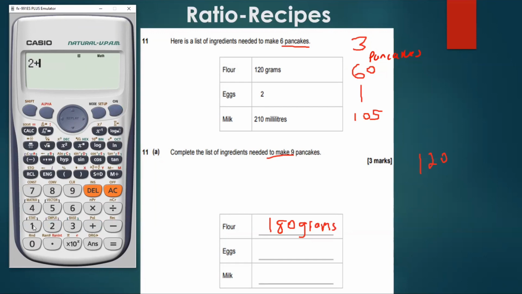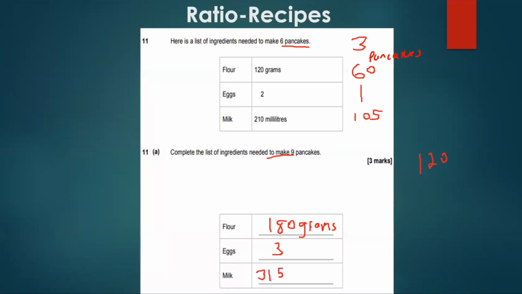Obviously, checking that on the calculator, we're going to get the answer of 3. So we're going to have 3 eggs. And then lastly, for milk, we're going to have 210 plus 105, guys, which should give us 315 milliliters. So make sure that you put in your correct units. So I'm going to just put ml there for milliliters. And that is my answer for question 11A, guys.